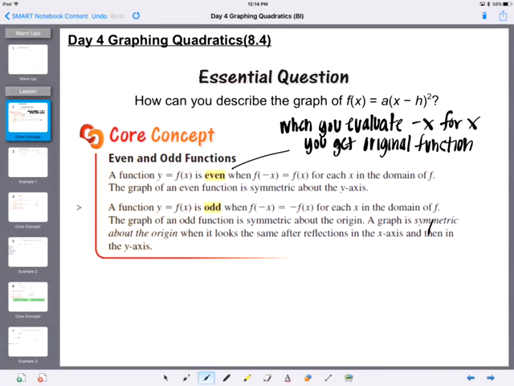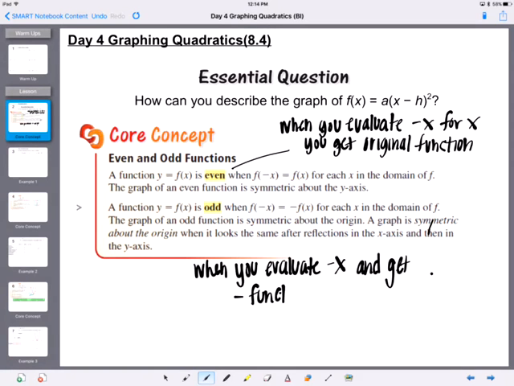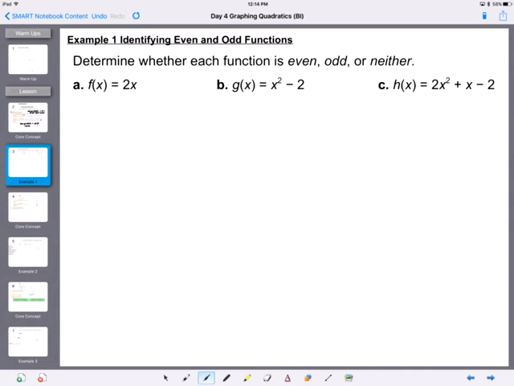even. When a function is odd, if you plug in a negative x for x, so when you evaluate and you plug in negative x in your function, you get a negative function, we say that it is odd. What does that mean? So example number 1 says identify even and odd functions. Determine whether each function is even, odd, or neither.